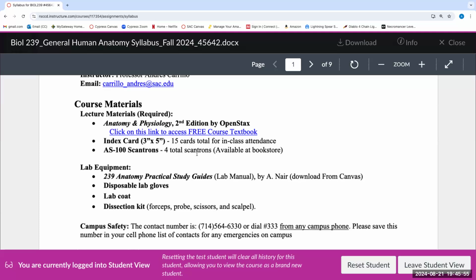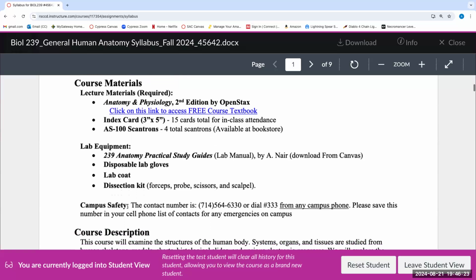Okay. You're going to need Scantrons. Those are available at the bookstore. For the lab, we're posting the labs weekly, or you should have gotten that instruction from your lab instructor. We're posting those materials weekly, so those are available to you. What you do need to purchase are disposable lab gloves, okay? So that's a must. And then your instructors will have discussed the lab coat and dissection kits, okay? These are things that you need for this course, all right?